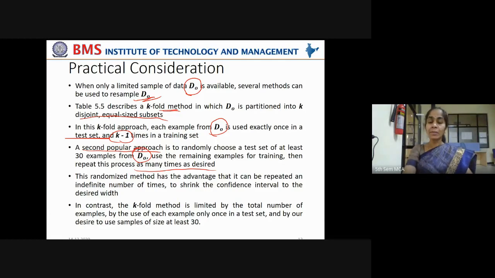Now, this randomized method has the advantage that it can be repeated an infinite number of times. It is based on your patience, interest and time, to shrink the confidence interval to the desired width. What will happen in this case? In this randomized method, as you go on testing as many times as you want, the confidence interval may actually shrink. It used to be in this way, right? The 95% confidence interval.